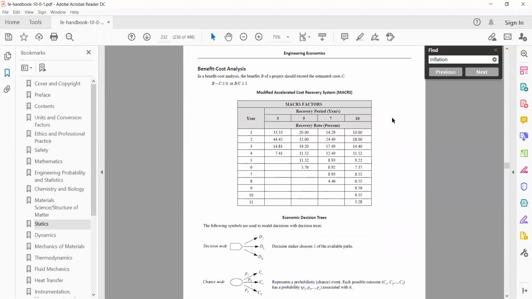Thank you. We're going through the engineering handbook right now for the FE, showing how to navigate it using the search function, all the stuff that engineering economics and ethics has available. Control F. Control F, yes indeed.